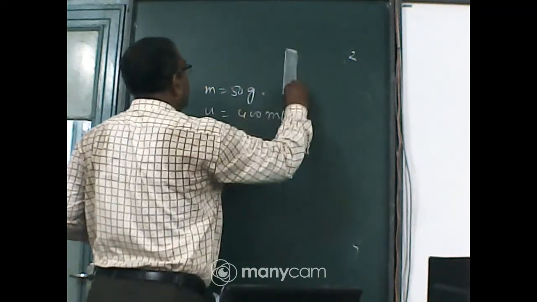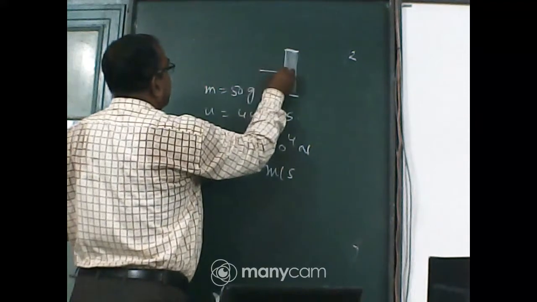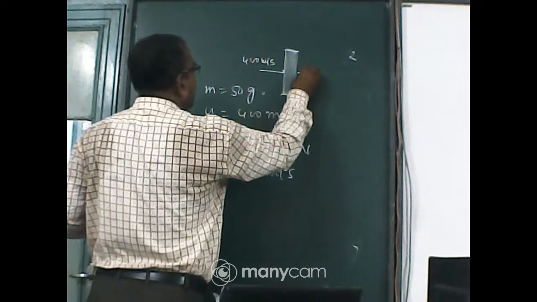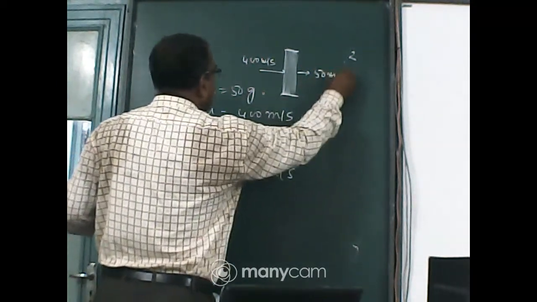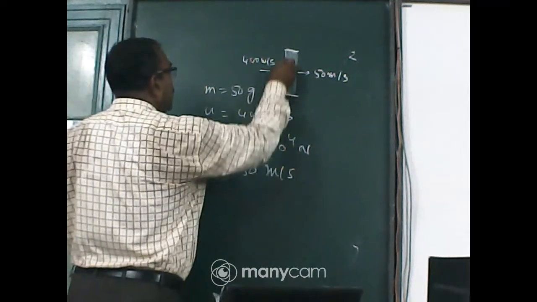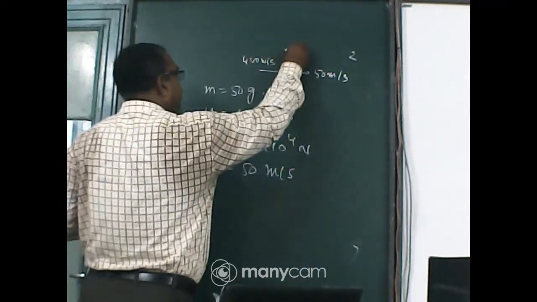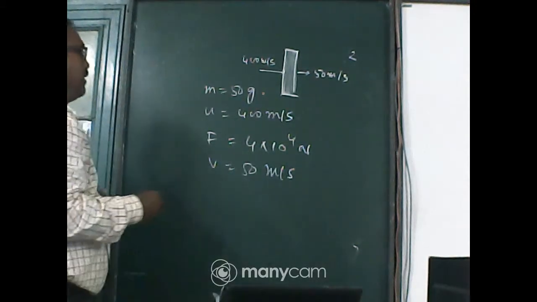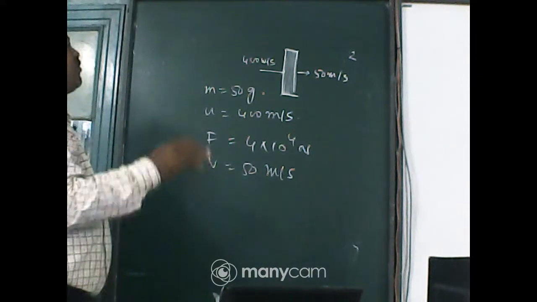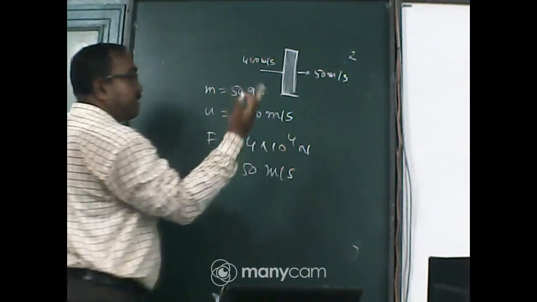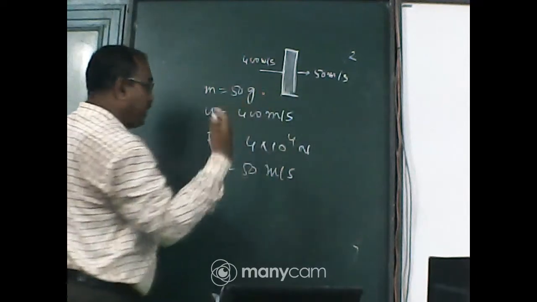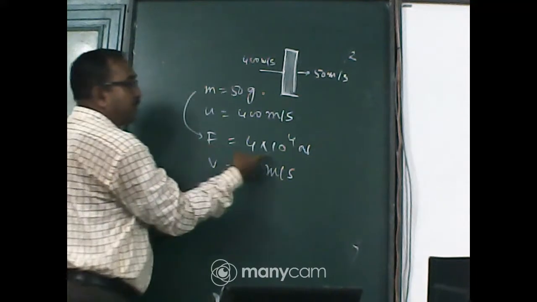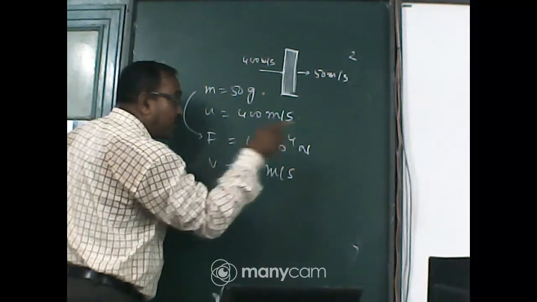Suppose you consider this is the thickness of the wall. This velocity is 400 meters per second and that velocity is 50 meters per second. The force acting on that wall by the bullet will be 4 into 10 to the 4 Newton. What is the value of acceleration or the retardation? Because the velocity is decreased, it will be the retardation. This is the mass of the bullet, and that is the force by the bullet on the wall.